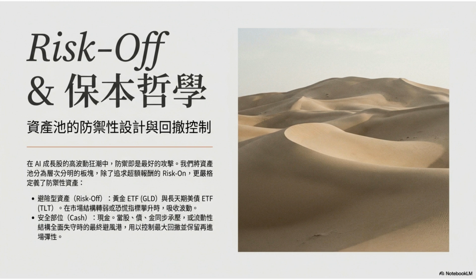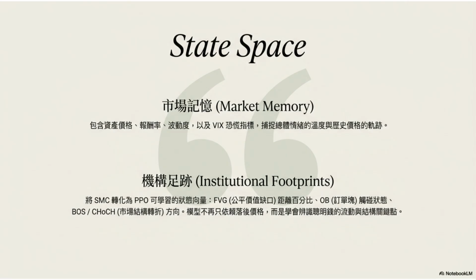When stocks, bonds, and gold are all under pressure, or when the model detects weakening structures across multiple assets, it can increase the cash position to control drawdown and preserve flexibility for future re-entry. In reinforcement learning, the state space represents the information observed by the agent at each time step.